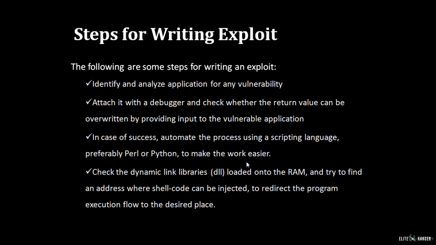In this slide, we shall discuss the process of writing an exploit. For the sake of clarity, I will list the steps in a sequential manner. The steps are as follows. Identify and analyze the application for any vulnerability. Next, attach it with a debugger and check whether the return value can be overwritten by providing input to the vulnerable application. Next, in case of success, automate the process using a scripting language, preferably Perl or Python, to make the work easier.